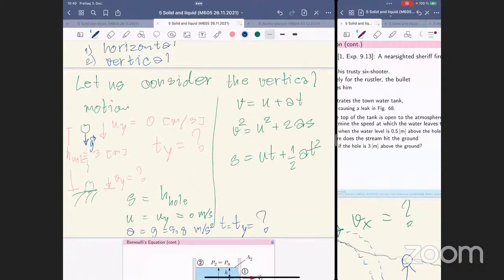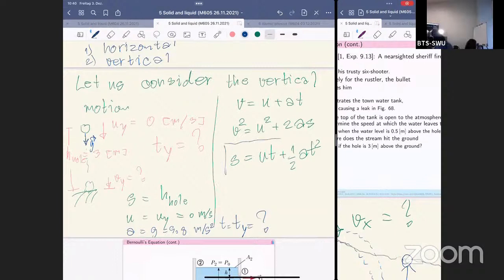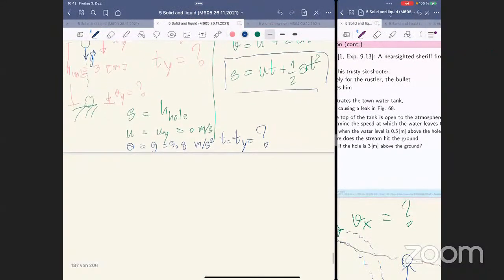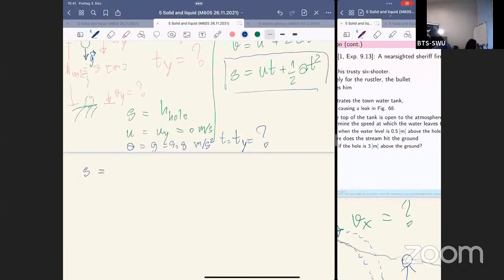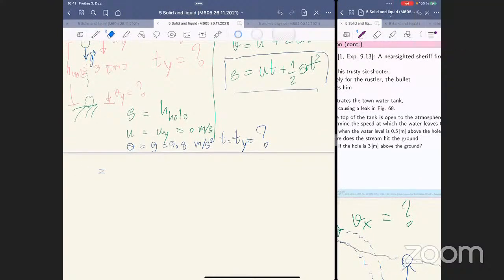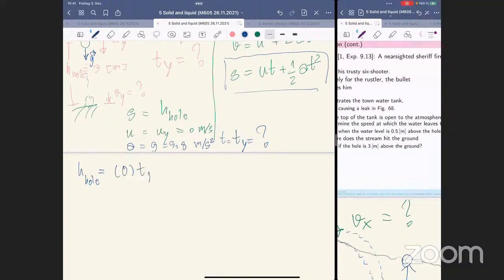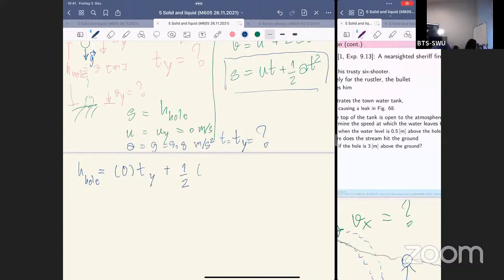So the one that we have to choose is this formula. Let's substitute everything into that expression. s is h hole, the height of the hole, and ut, the initial speed is 0 times t, of course. ty is what we don't know. Then 1/2 times a, the acceleration, which is g, and t squared is ty squared.